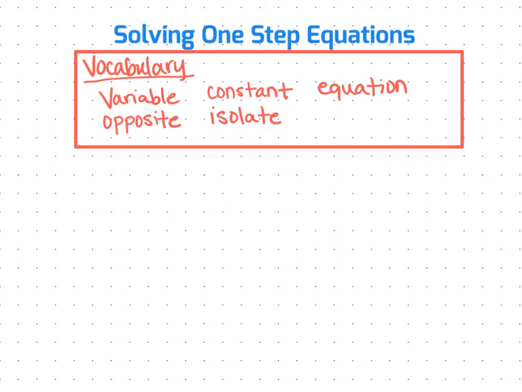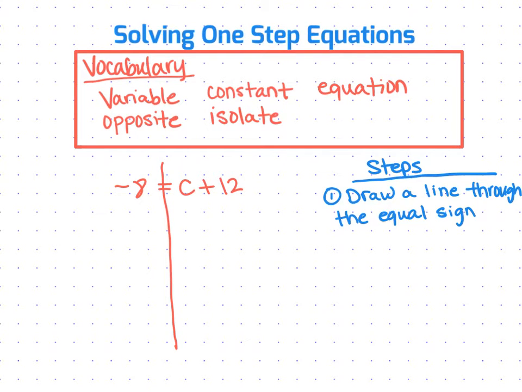All right, so let's look at our first problem. We have -8 equals C plus 12. So the first thing I want you to do when we get to a problem is I want you to separate your equal sign. Okay, the next thing that we're going to do is we are going to draw our focus on the side of the equation that has the variable. And we're going to read that back to ourselves. So we have C plus 12, which brings us to step 2.